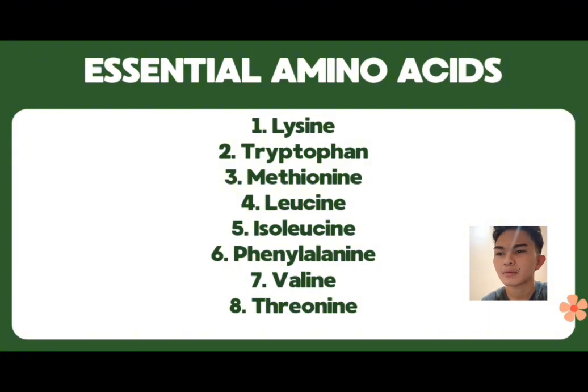Phenylalanine kay sa milk, avocados, beef, and almonds. Sa valine kay cottage cheese, tuna, lentils, and mushrooms. Lastly kay threonine. Mag-get natin siya sa lean meat, eggs, black beans, and quinoa.